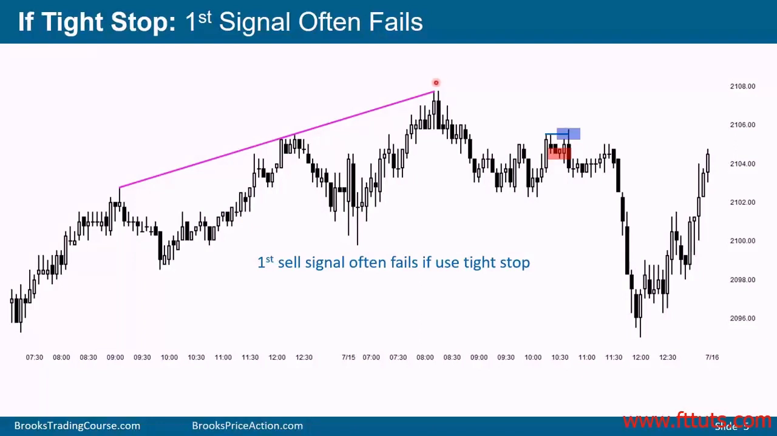Also, the swing bears who sold up here and are holding short do not have a reason yet to use a tighter stop. If there's a strong bear breakout, then they can lower their stop. But all through here, the correct stop for the bears is still up here.